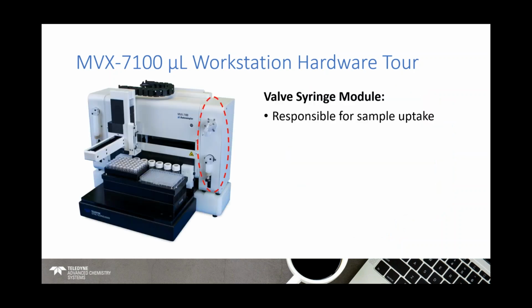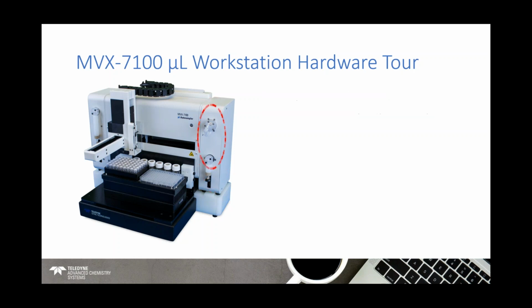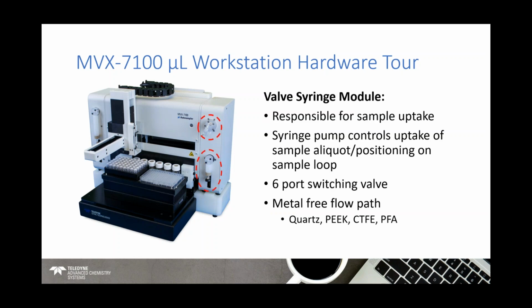Now, what I show here on the right-hand side of the automation, it doesn't matter which side because these modules can go on either side, is a valve syringe module. This module is responsible for the sample uptake. It's going to take your sample up from its sample vial or well plate well and take it away for analysis. On this module you've got two key components. On the bottom of that module there, you've got a short syringe pump.